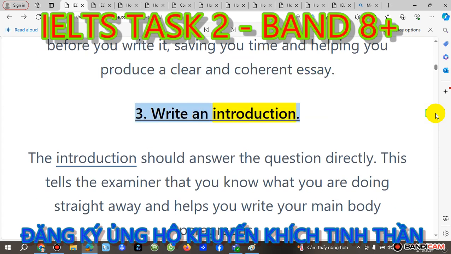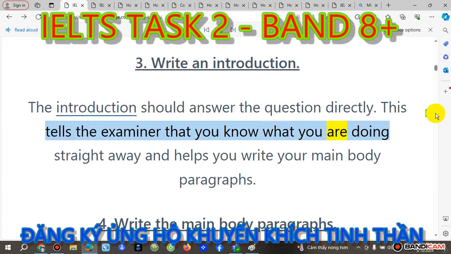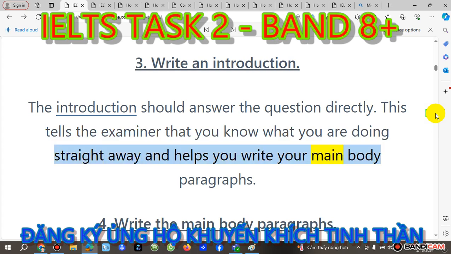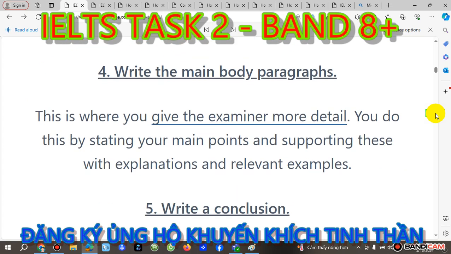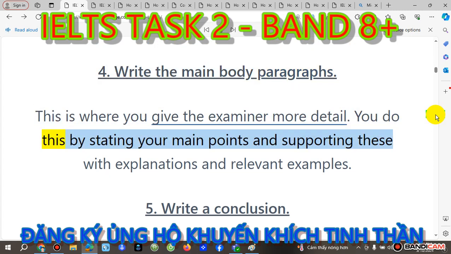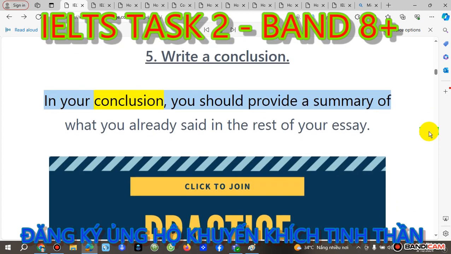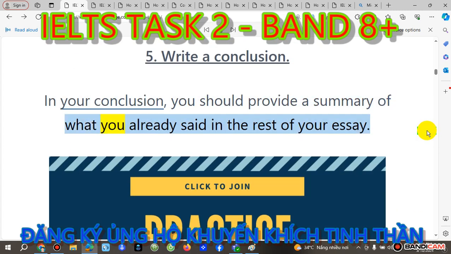3. Write an introduction. The introduction should answer the question directly. This tells the examiner that you know what you are doing straight away and helps you write your main body paragraphs. 4. Write the main body paragraphs. This is where you give the examiner more detail. You do this by stating your main points and supporting these with explanations and relevant examples. 5. Write a conclusion. In your conclusion, you should provide a summary of what you already said in the rest of your essay.